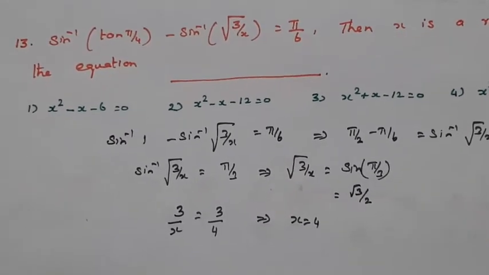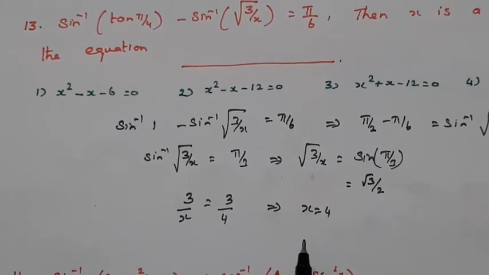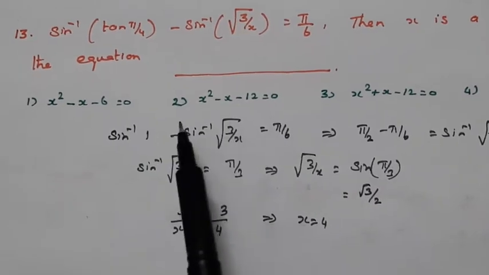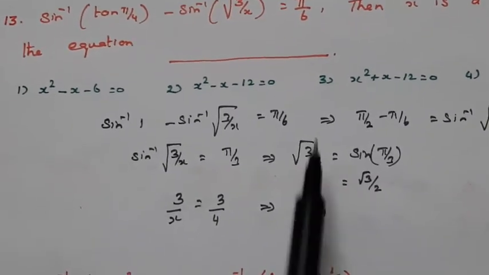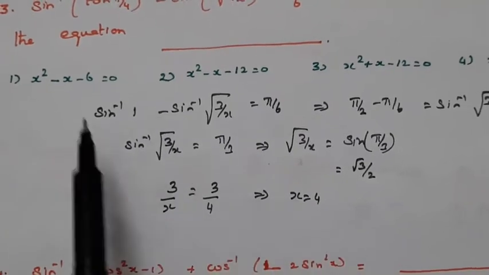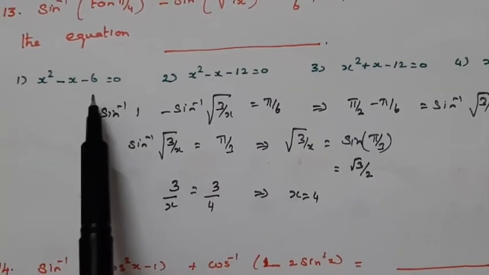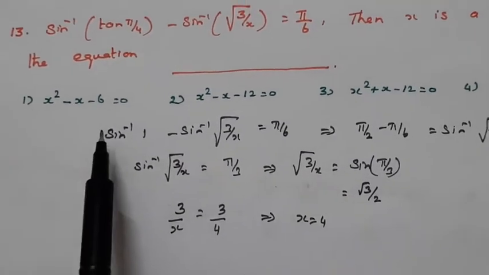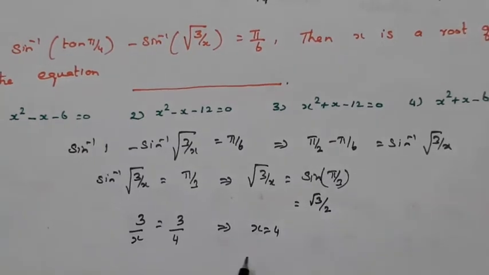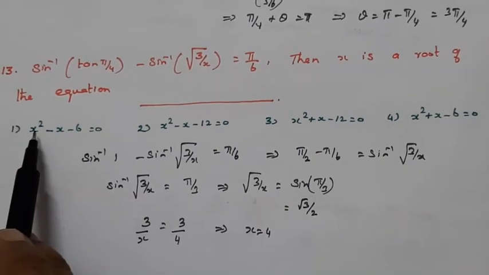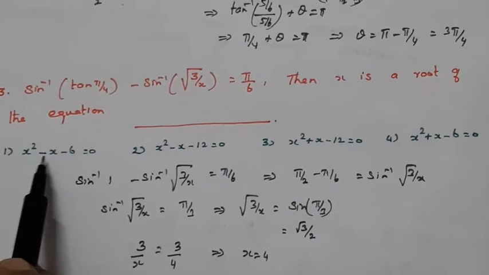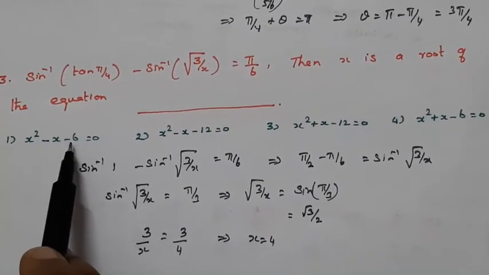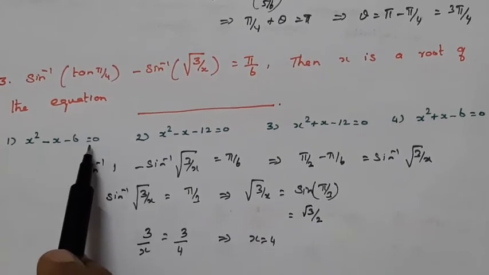Okay. So we got the value of x as 4, but we have to check whether x is a root of which equation. You have to find the equation to which x is a root. So in order to find the equation, let us substitute 4 in all the 4 options, and then you have to choose the equation to which 4 satisfies. Okay. So if you take the first option and substitute x as 4, what do you have? 4 squared is 16, and here minus 4 minus 6 is minus 10. 16 minus 10 will not be equal to 0.